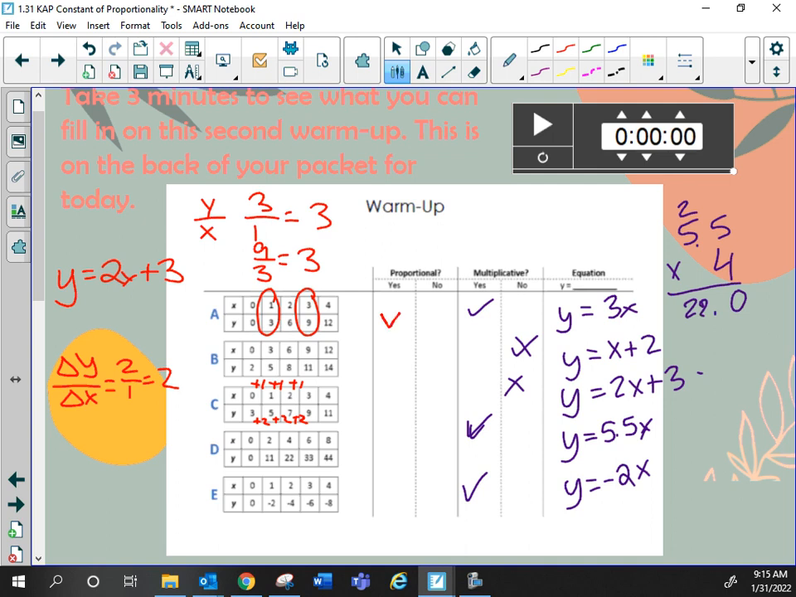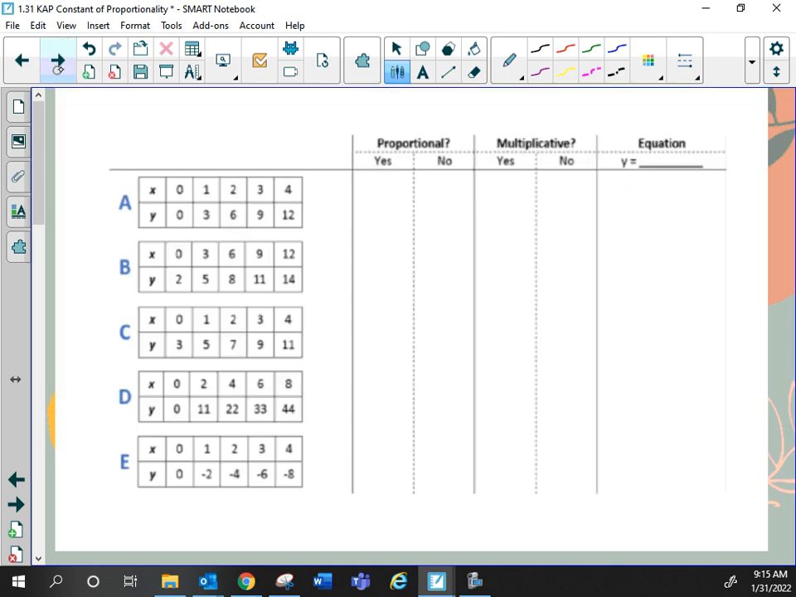Honestly, what we're going to do is go teach the lesson, and then we're going to come back and just tie it all together about whether things are proportional or not. Okay? So again, we're going to put a pause on this, teach the lesson, then we'll come back to that problem.